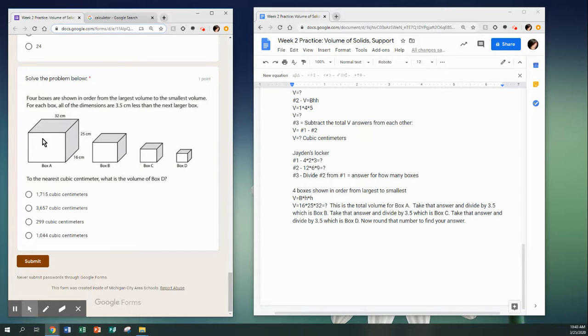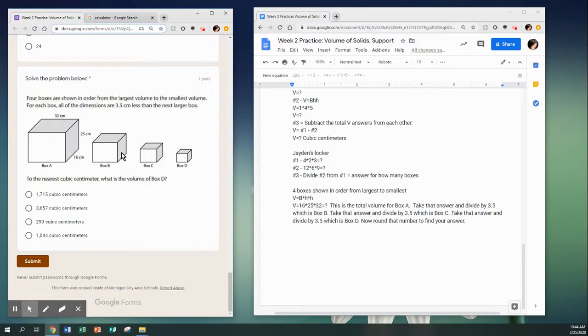So you take this answer that you get, 16 times 25 times 32, and then you divide by 3.5, because for each box, all the dimensions are 3.5 less. So you're dividing this number by 3.5 to get box B. And that's what my notes say. So you're going to find 16 times 25 times 32, and then you're going to divide that by 3.5, which is what you'll get for box B.